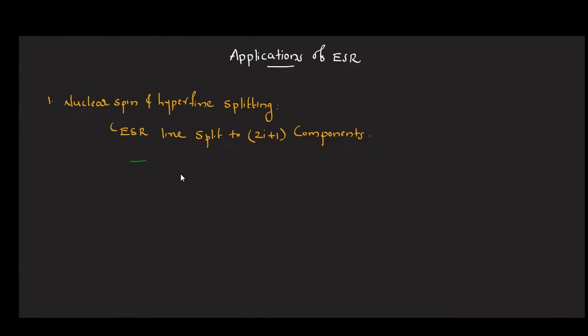And this implies that analysis of the ESR spectrum will give information about nuclear spin. If the ESR spectrum has a hyperfine structure, then by observing the ESR spectrum we can determine the nuclear spin. This is the first application.